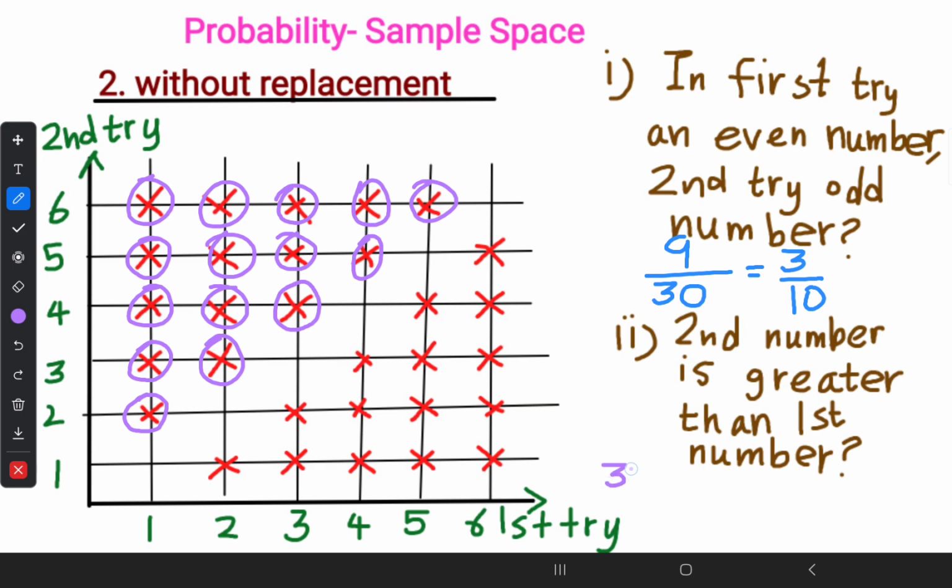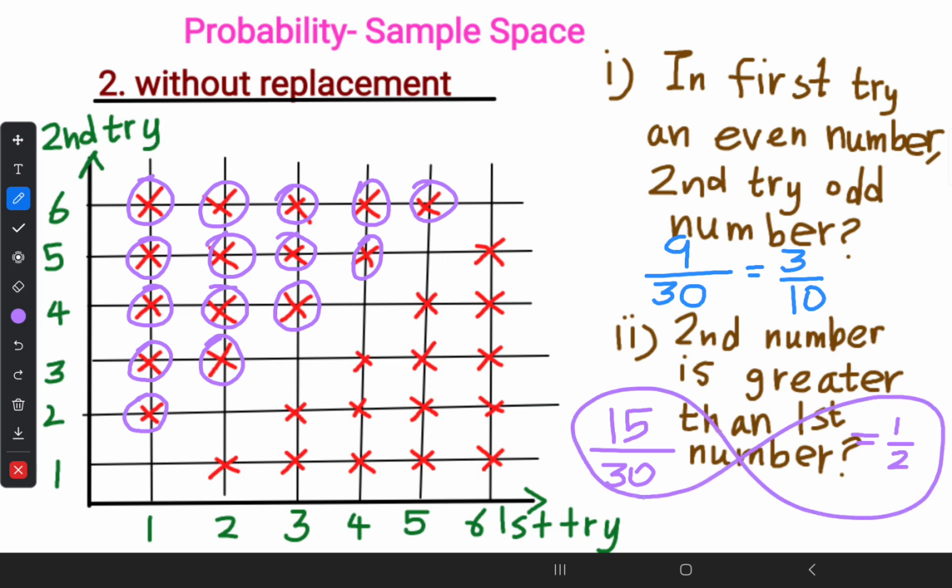In total 30, there are 15 events which satisfy the condition. So when you simplify this, you will get the answer 1 upon 2. You can give either this one or this one. Both are correct.